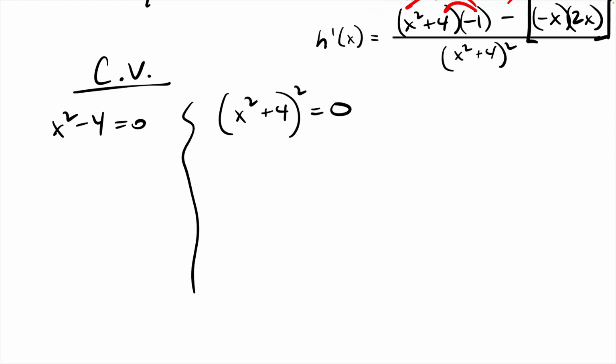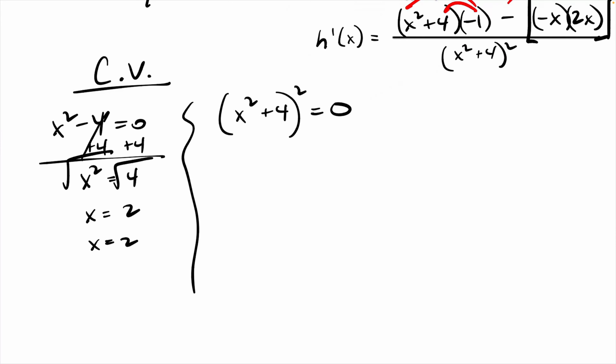It's plus or minus 2. This one is a difference of squares, or you can just add 4 to both sides and then take the square root. The square root is either going to be positive 2 or negative 2.